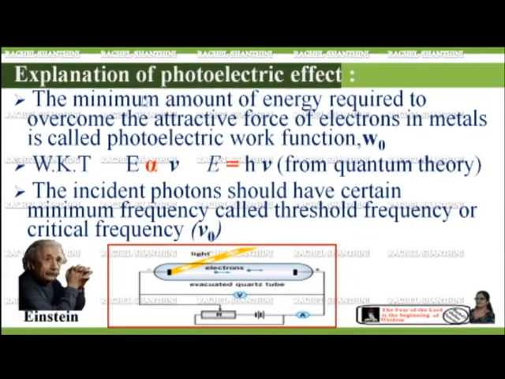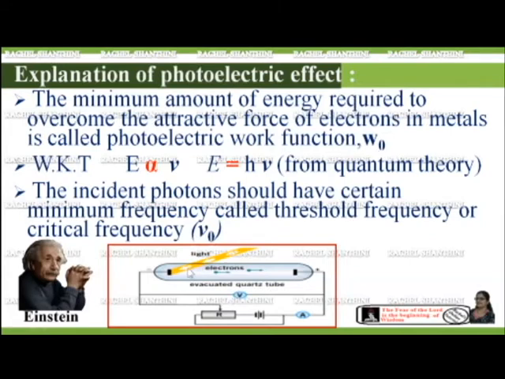Explanation of photoelectric effect. Einstein explained the photoelectric effect on the basis of quantum theory. According to Einstein, electrons in the metals are held together by some attractive force. The minimum amount of energy required to overcome the attractive force of electrons in metals is called photoelectric work function, and it is represented by the symbol W0.